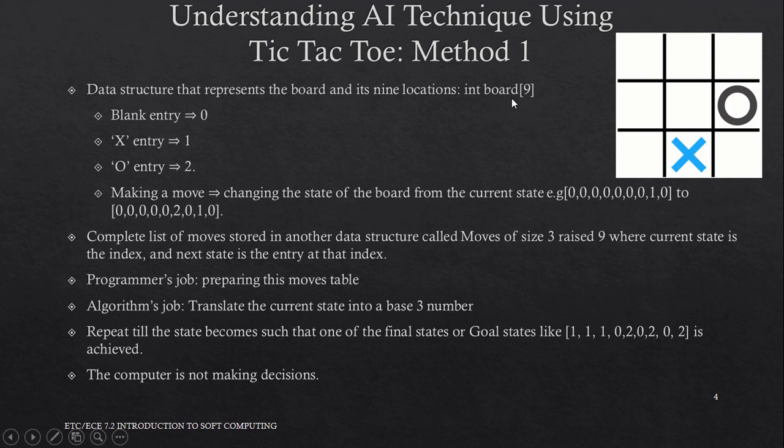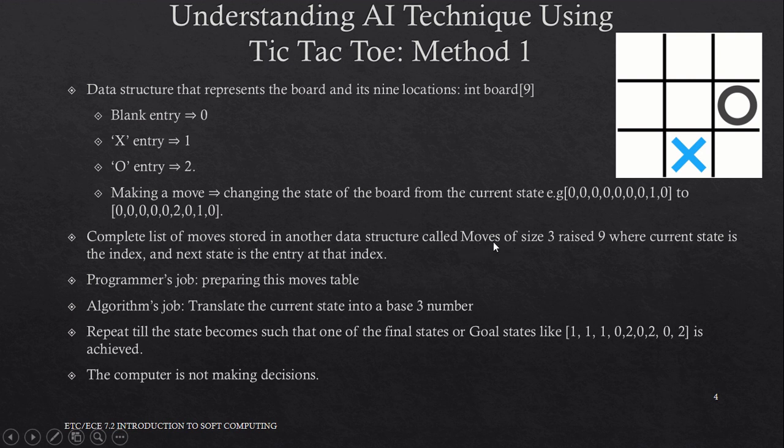Now, making a move is equivalent to changing the state of the board from its current state, say 0, 0, 0, 0, 0, 0, 0, 1, 0 to 0, 0, 0, 0, 0, 2, 0, 1, 0. That means we will have to have a list of all possible states. For every current state, there will be an appropriate corresponding state. We can have a complete list of moves stored in a data structure called, say, moves. The next move to be made can be stored as an entry in that moves array.